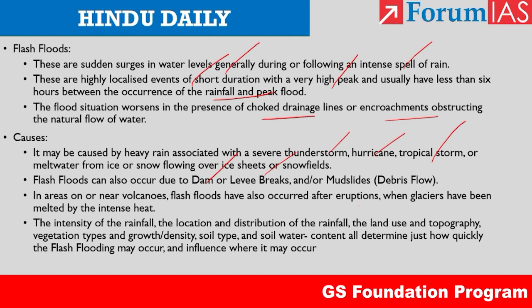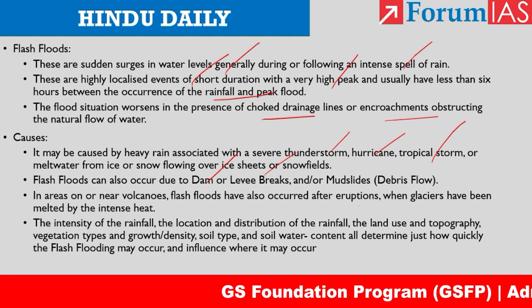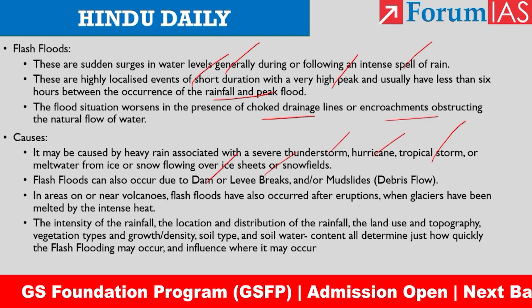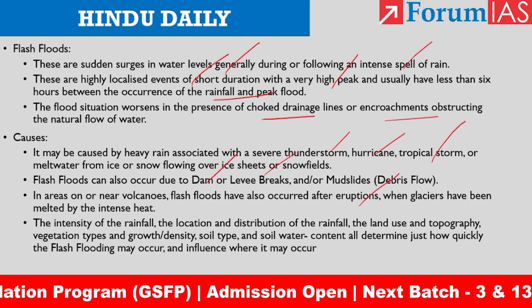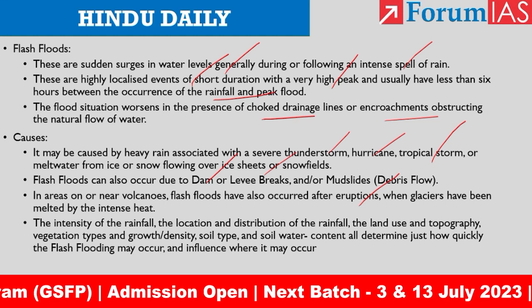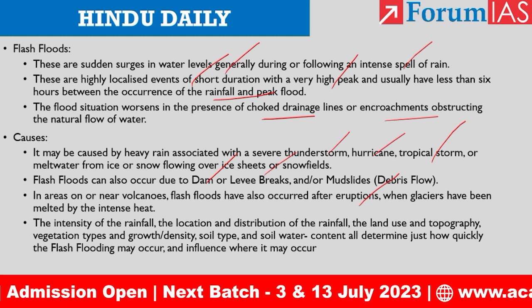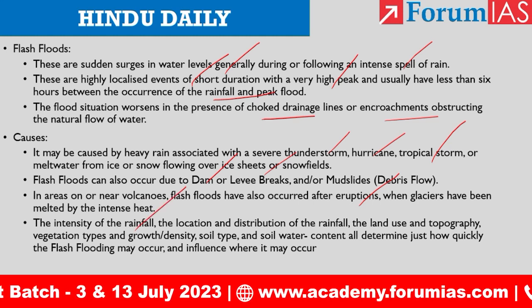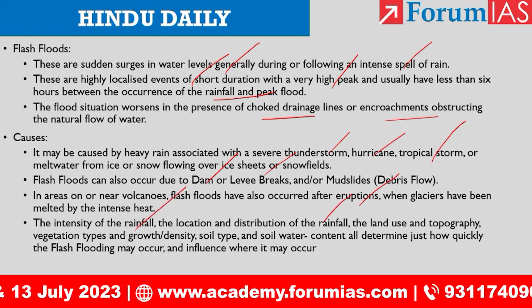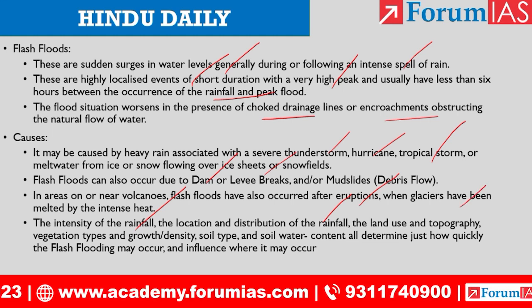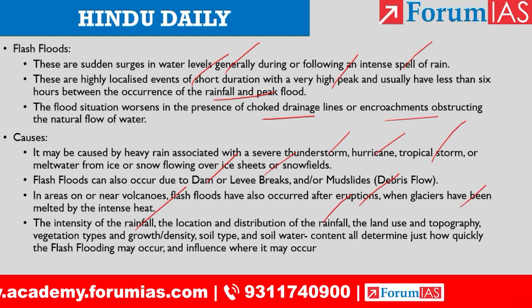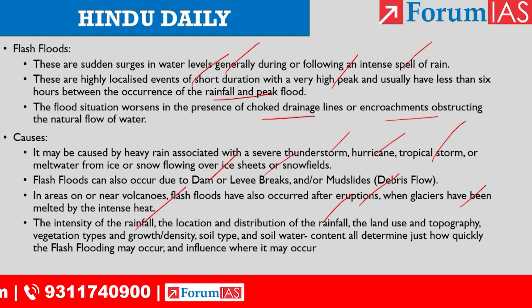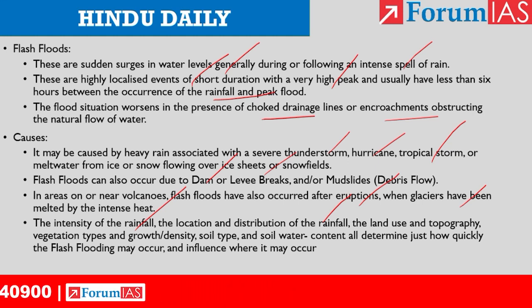In volcano areas, how do they occur? Flash floods occur whenever there are eruptions and glaciers are melted by intense heat. Then what are the causes? The rainfall intensity, location and distribution of rainfall, land use and topography, vegetation types and growth or density, soil type, and soil water. All these things determine how quickly flash flooding may occur.